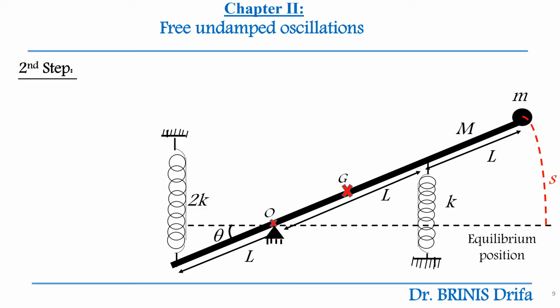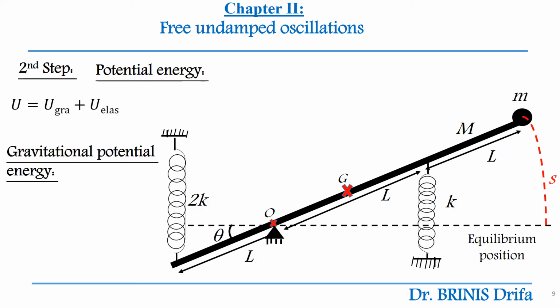Second step is about the potential energy. The potential energy, we start like this: U is equal to U gravitational plus U elastic. And now we deal with U gravitational potential energy. First of all, we have to count the masses. We have two masses, so two gravitational potential energies. Okay, and each one is equal to plus or minus mgh.